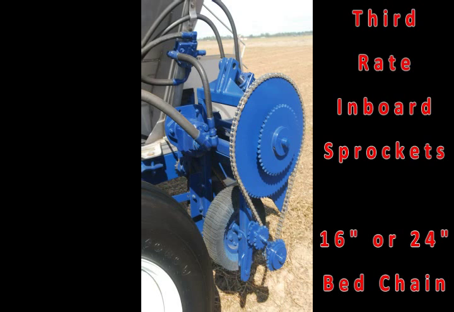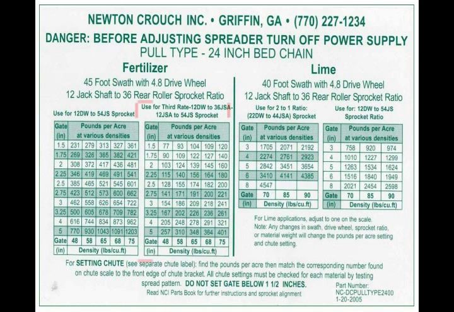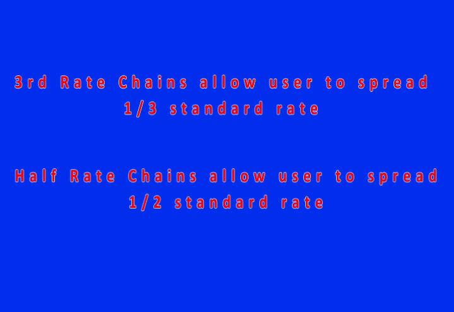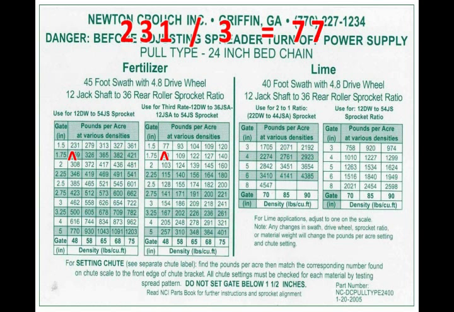If you have a third or half-rate kit, there is a separate chart for using these sprocket settings. The third or half rate allows you to achieve much lower spread application rates. Once you have chosen a spread rate and you know your product density, you use the chart exactly as the others to find your gate setting.